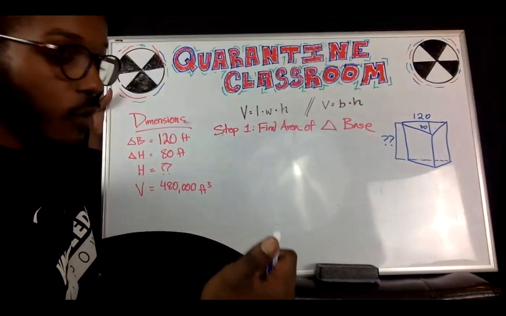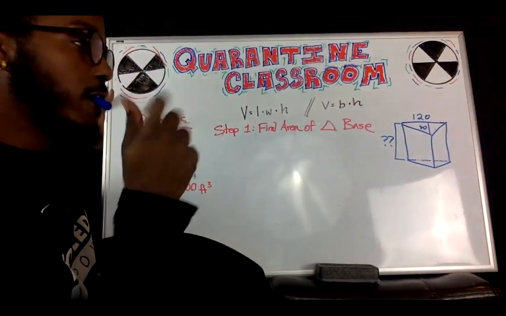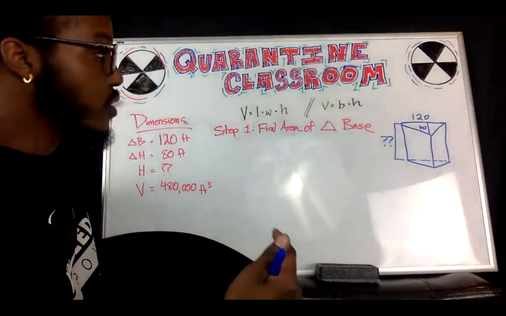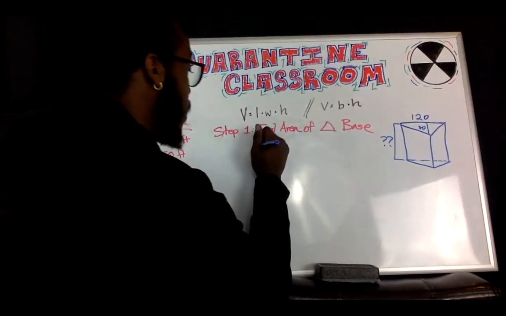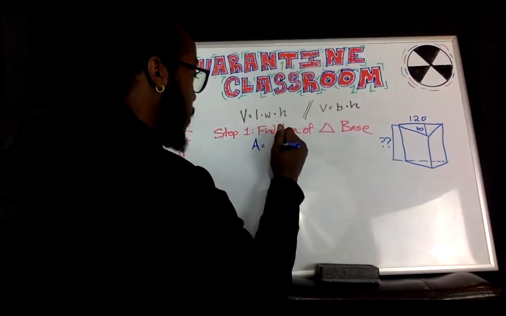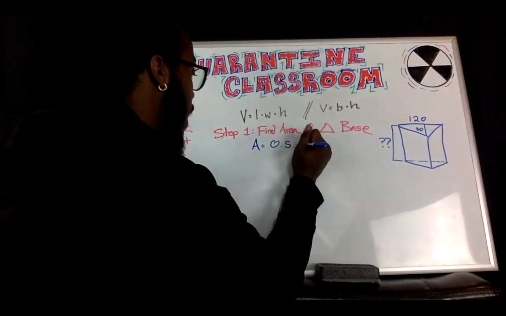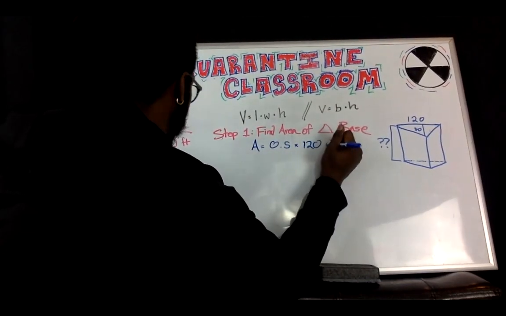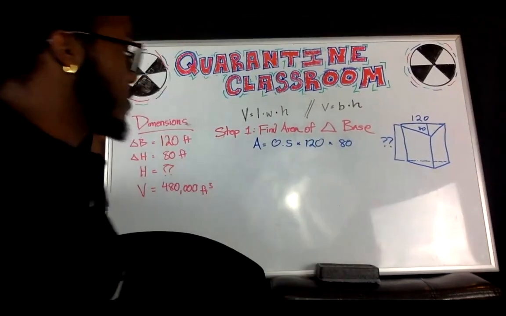So this is where we're gonna flex our algebra muscles. We're still gonna start off with step 1, which is finding the area of the triangular base. We can still do that. The area of our triangle base is 1/2 times base of 120 times height of 80.